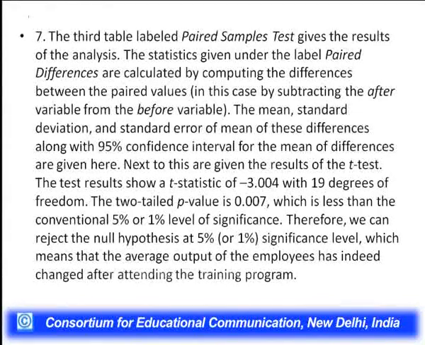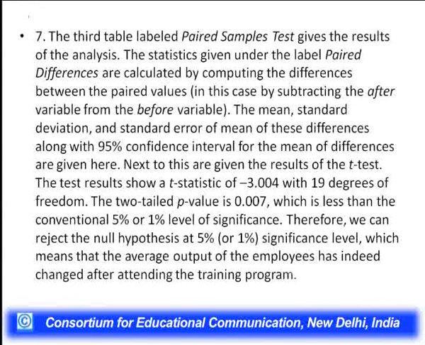This has been explained in detail in this chapter. The third table, labeled paired samples test, gives the results of the analysis. The statistics given under the label paired differences are calculated by computing the difference between the paired values, in this case by subtracting the after variable from the before variable. The mean, standard deviation and the standard error of the mean of these differences, along with the 95% confidence interval for the mean of differences, are given here.